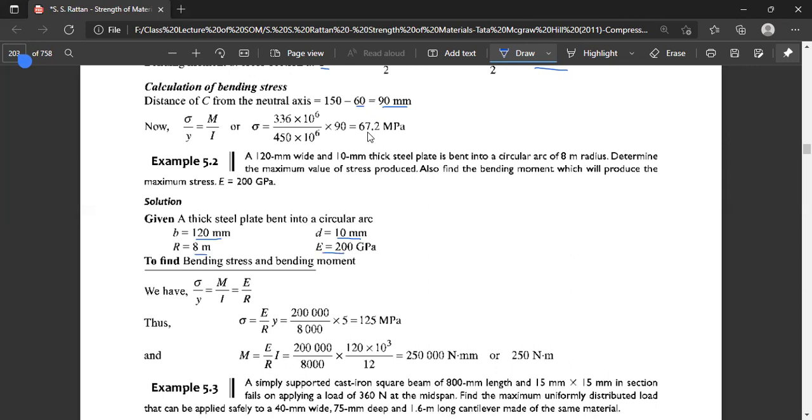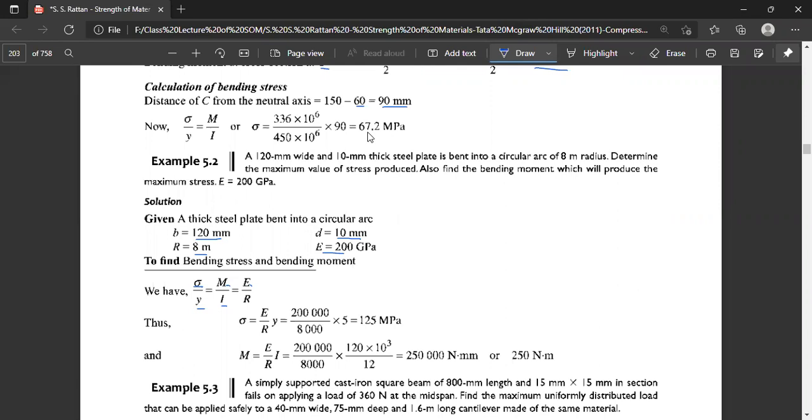For the bending stress, the bending equation gives sigma divided by Y equals M divided by I equals E divided by R, or sigma equals E divided by R into Y. E is given as 200 GPa, that is 200,000 MPa, divided by R. R is the radius of curvature, 8 meter, multiplied by 1,000, that is 8,000 millimeter, multiplied by Y, which is half of the depth of the plate, that is 5 millimeter. Thus, sigma will be 125 MPa.